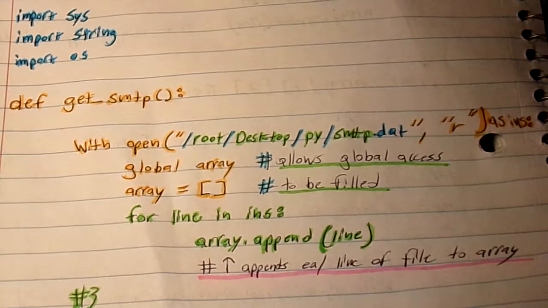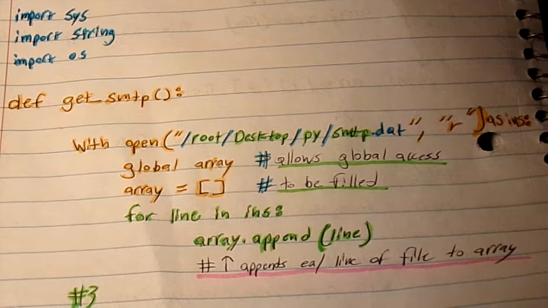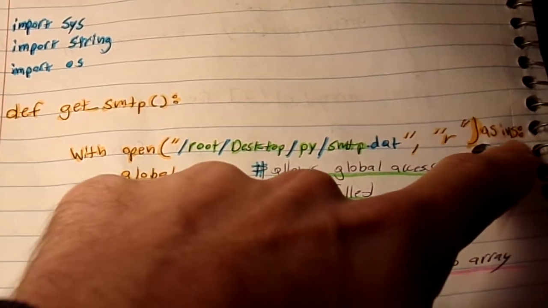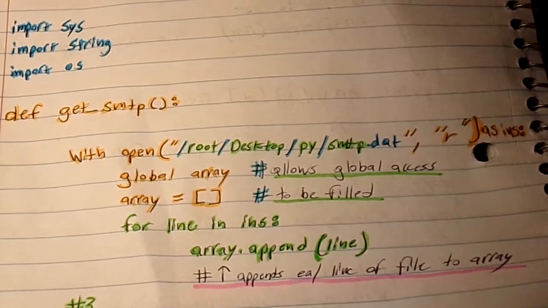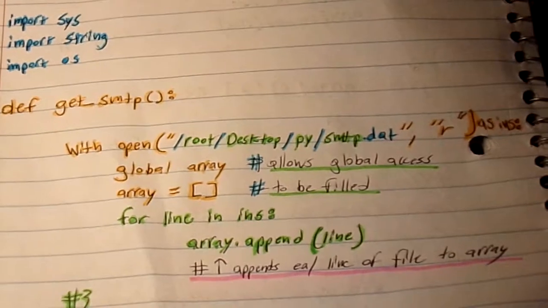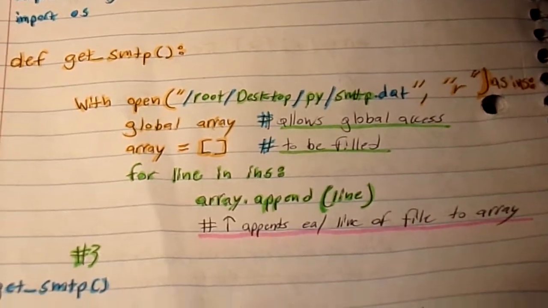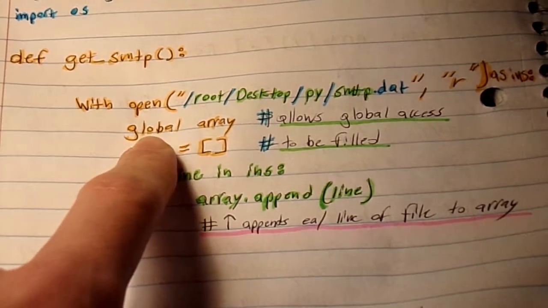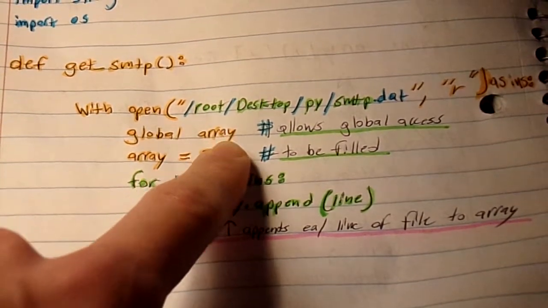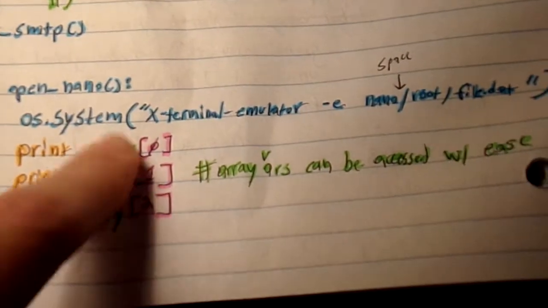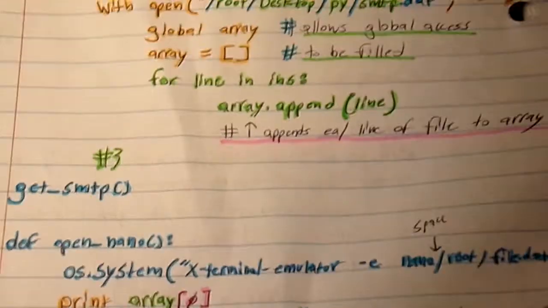Then we do a with open, path to the file, 'r' for read. That there says as ins colon, and that's the name of the variable that we're going to use in the for loop, ins. So it's important to set your variables and arrays to global if you're going to be using them outside of the function. So the first thing I do here is I'm calling the array and I'm making it global so that I can use it down here in another function.